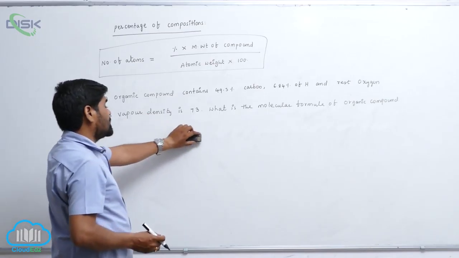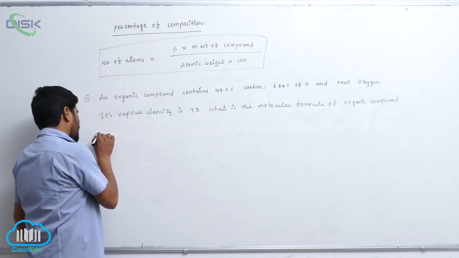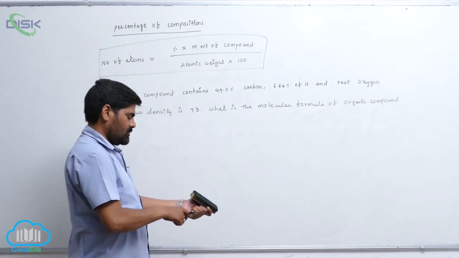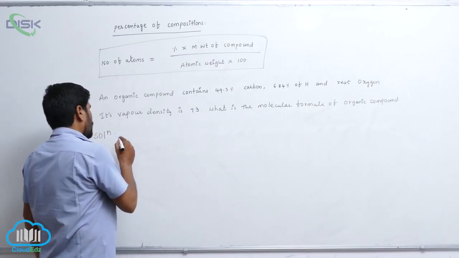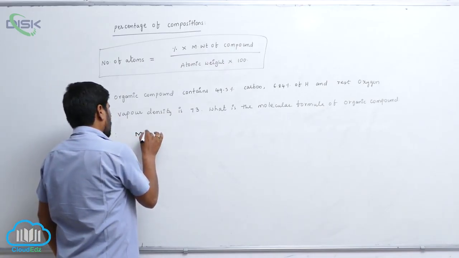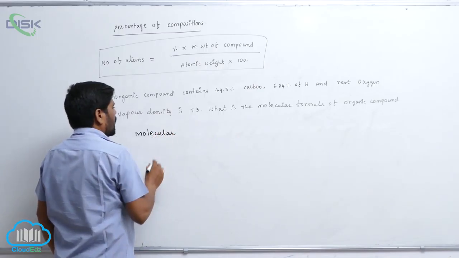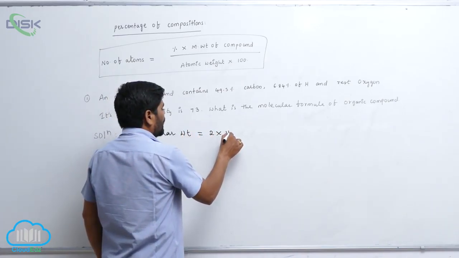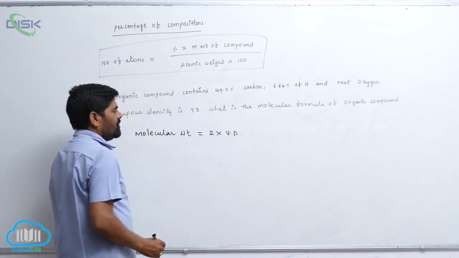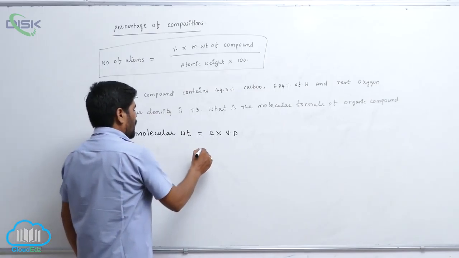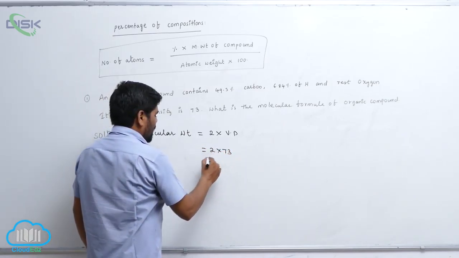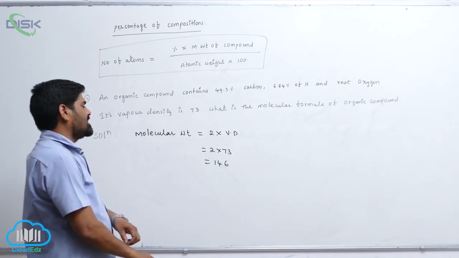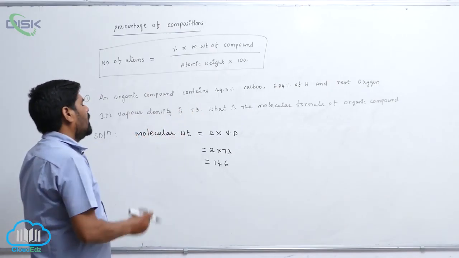Now, which is given in the solution? Vapor density is given. So therefore, molecular mass equals 2 into Vd. Vd means what? Vapor density. So therefore, it becomes 2 into 73. This is what? 146. 146 is the total molecular mass of the compound.